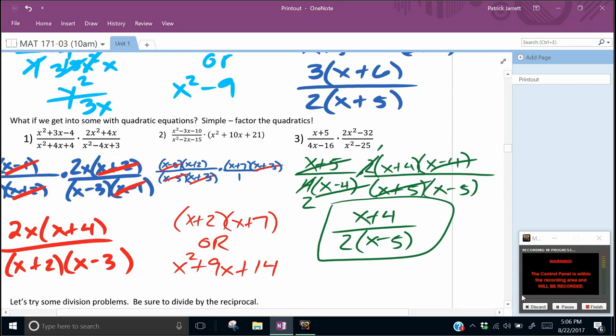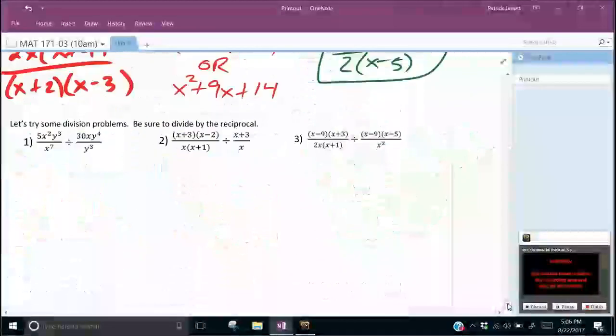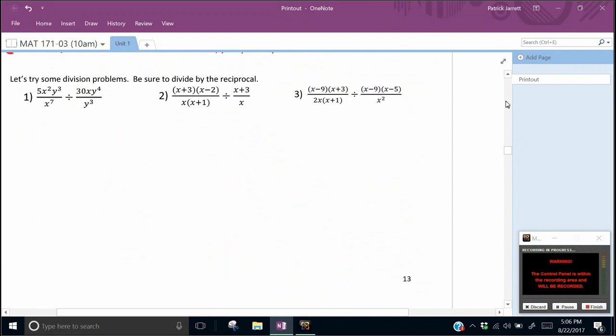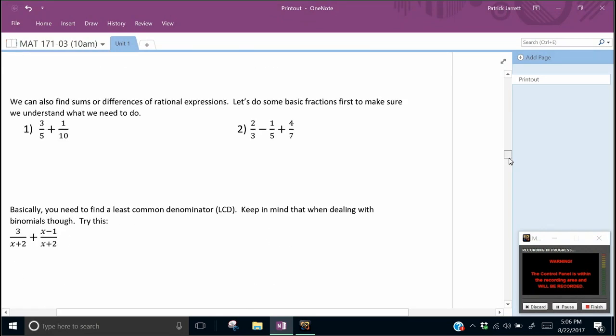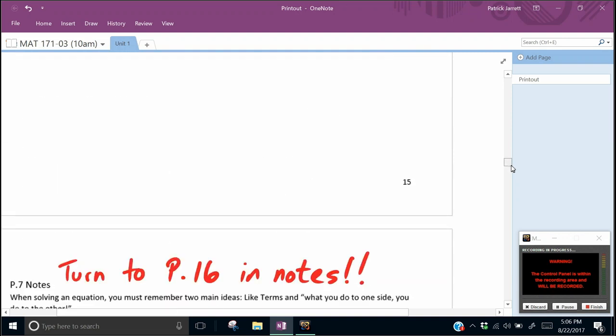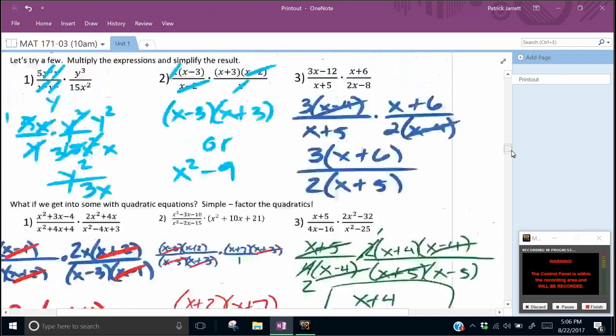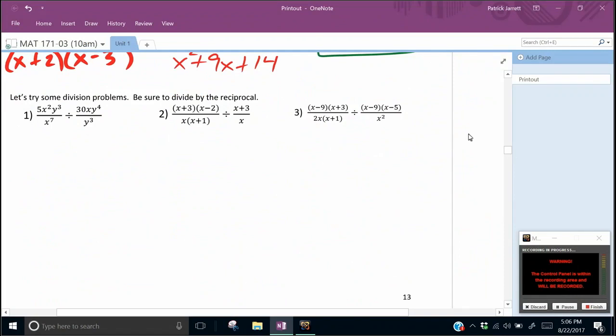Now, when we do division, make sure to divide by the reciprocal here. Yeah, I do have quite a lot of examples here. You probably won't need all of these, but I always believe in repetition here. So the first thing I'm going to do with this first one here is rewrite it. I'm always going to just rewrite everything.